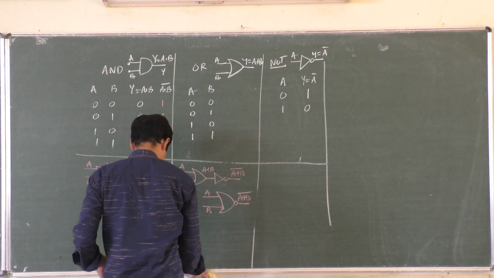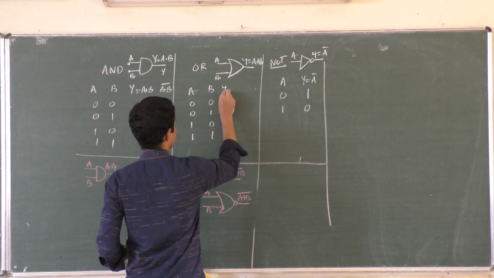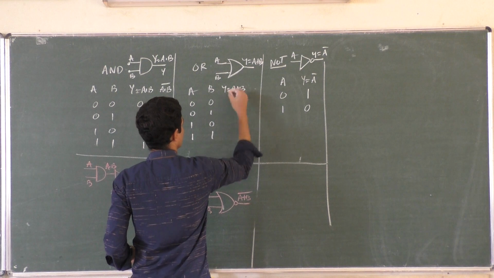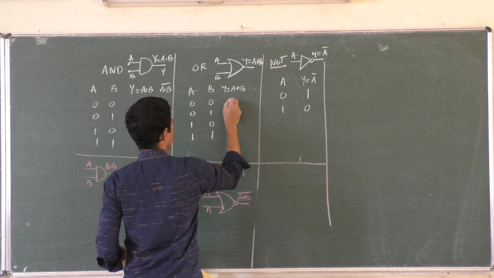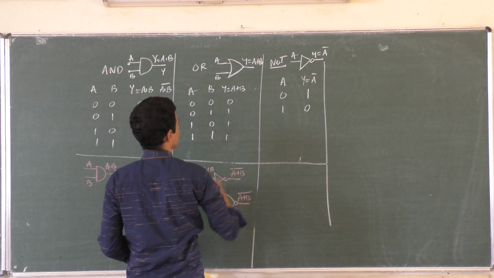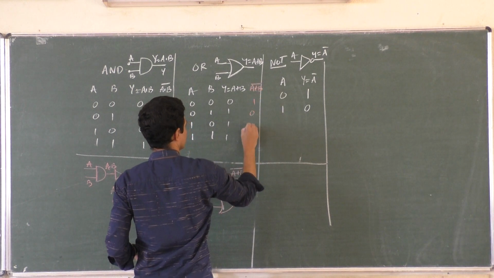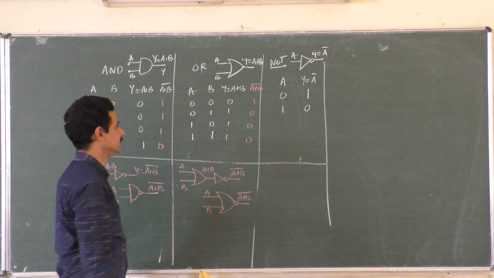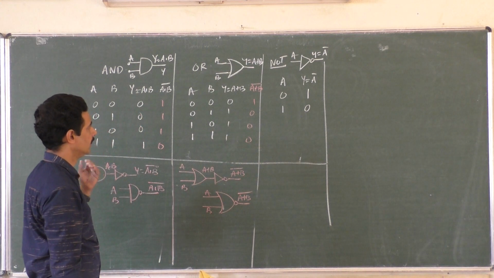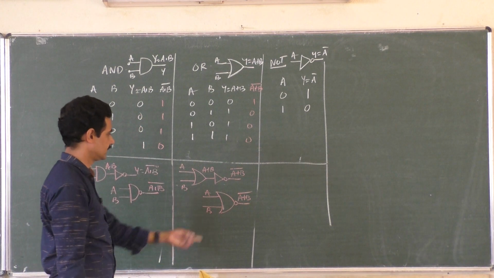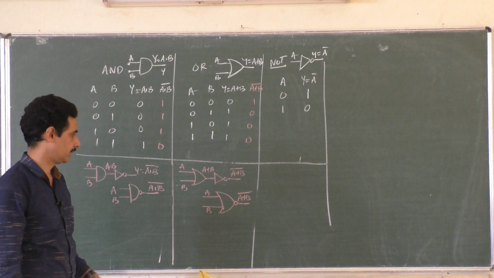So I will write it in a smaller place. Y is equal to A or B bar, and OR means any one input 1 is enough. What is A or B bar? 1 0 0 0. This is how the output of the NOR gate looks. The symbol is this one, A or B bar.